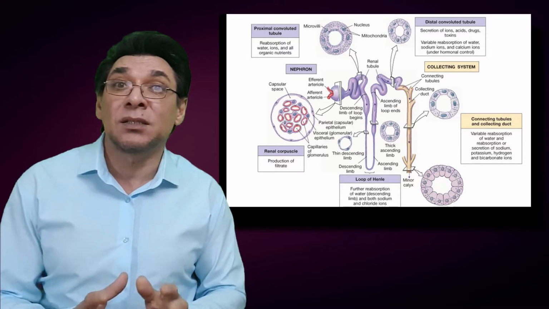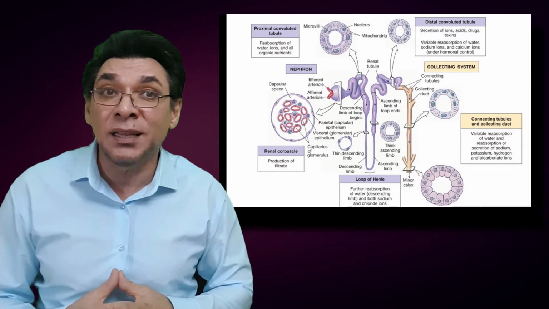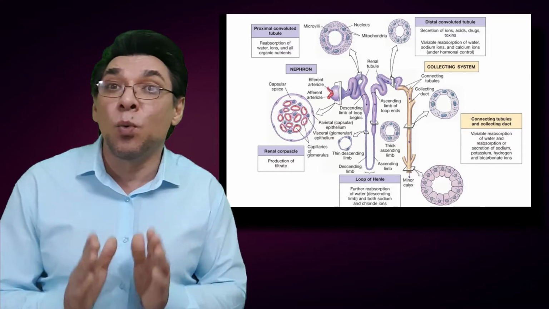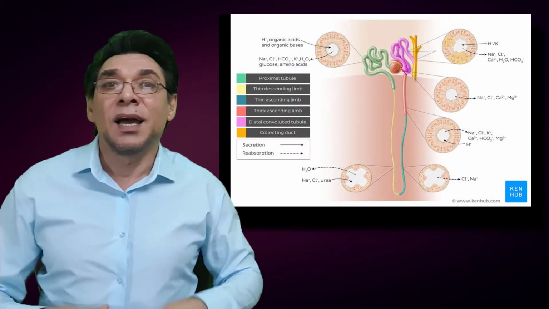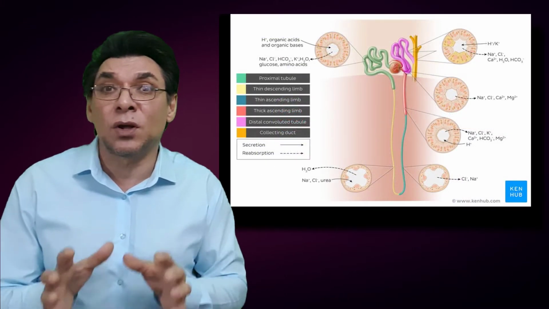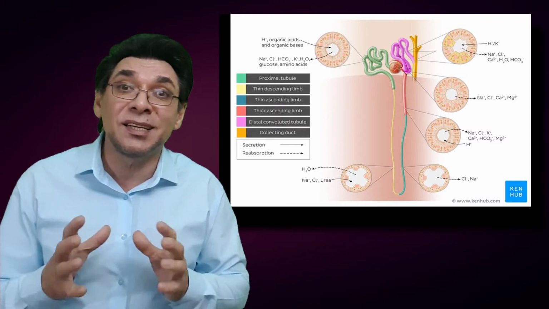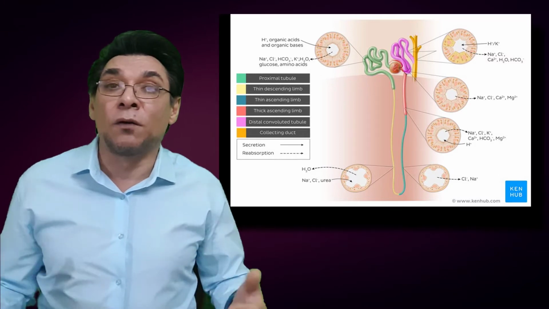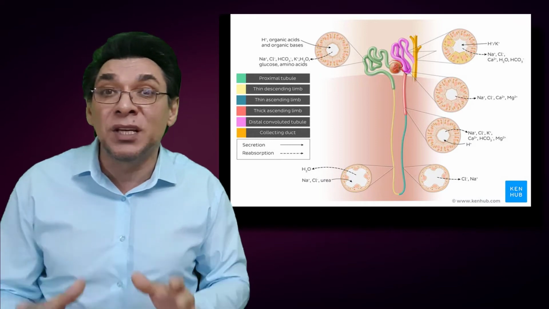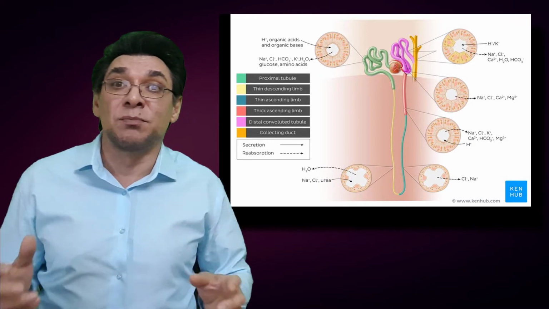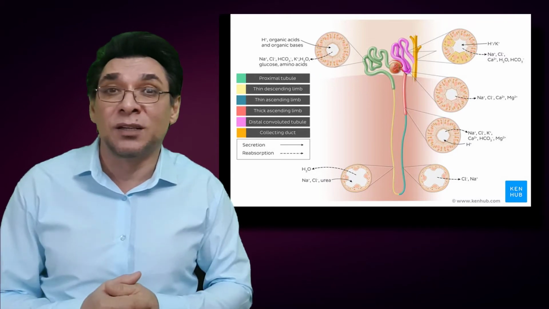The thin segments of the descending and ascending limbs of the loops of Henle have very thin walls made up of simple squamous epithelium. Water and solutes pass through the walls of these portions of the nephron by diffusion. The thin segment of the descending limb of the loop of Henle is permeable to water and, to a lesser degree, solutes, and the thin segment of the ascending limb is permeable to solutes but not to water.